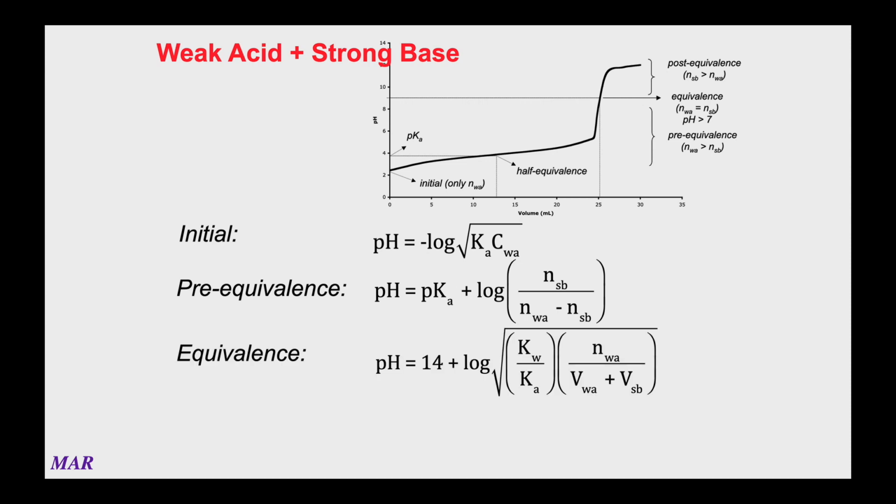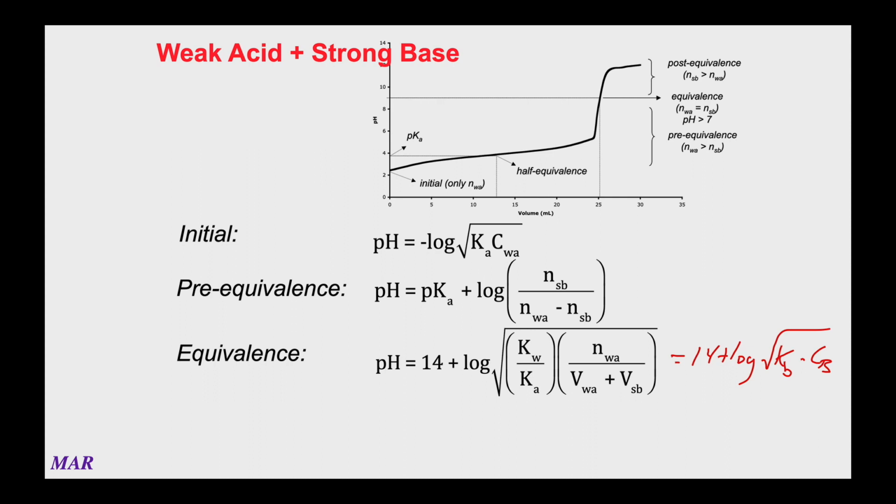At equivalence, all of your weak acid has been turned into a weak conjugate base. And if you remember the pH expression for a weak base, it was 14 plus log square root Kb times Cb. Now, I've rewritten Kb here as Kw divided by Ka because you may or may not have actually calculated Kb, but Kw, 10 to the minus 14th, divided by Ka, that's one way to find Kb. Cb, the concentration of the weak base: all of the moles of weak acid at this equivalence point have turned into weak base.